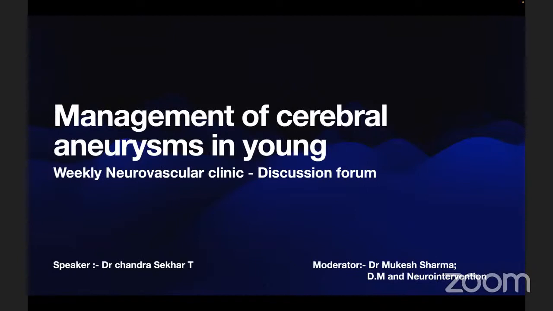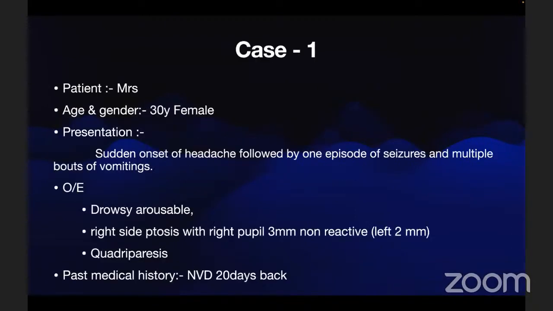Today we are presenting two cases and the pattern of management in these types of patients, how we managed and how they could have been managed. I'm going to present two cases which happened over the last 2 to 3 months. The first case is a 30-year-old female who was brought with sudden onset of headache followed by one episode of seizure and multiple bouts of vomiting.